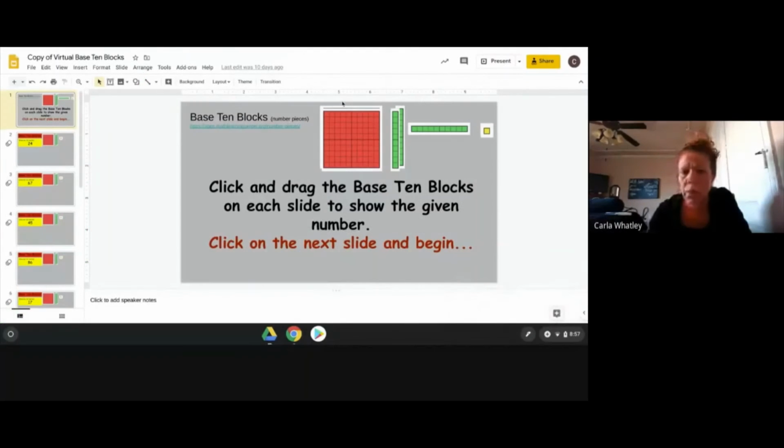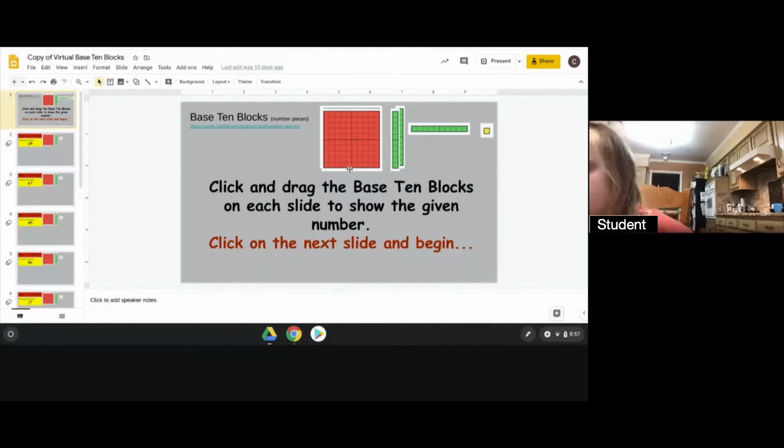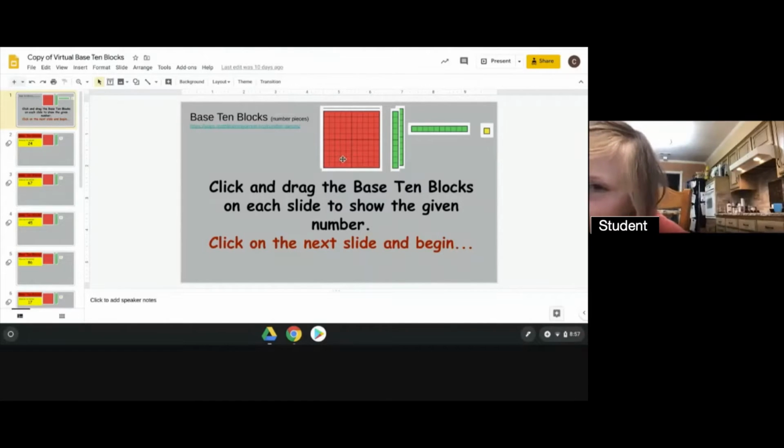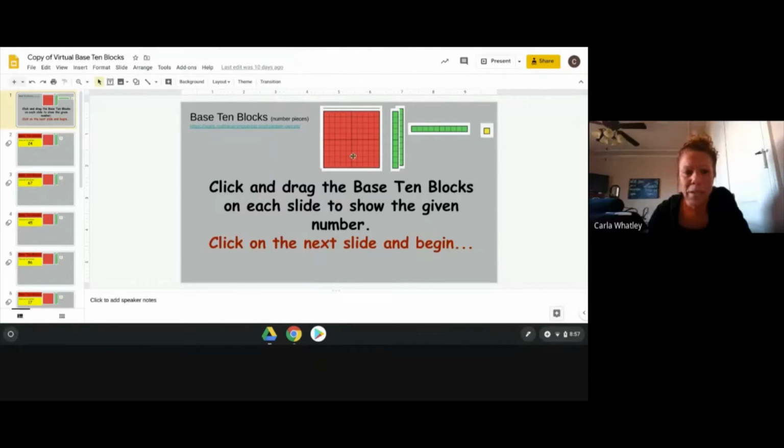All right. Do you remember? What do the red ones stand for? How many squares do you think are on there? How many little boxes? There's 10 in a row. And if there's 10 rows of 10, what does that make?